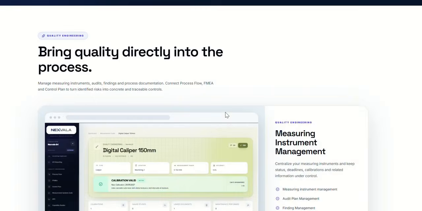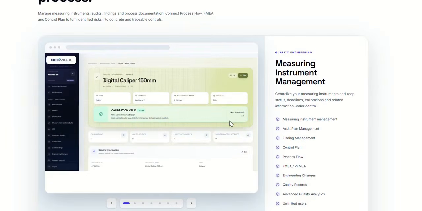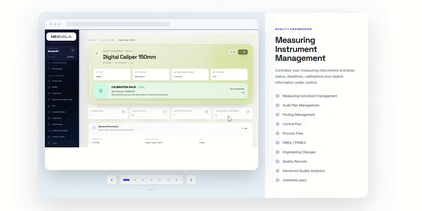The third module is the module, let's say, of quality engineering, right? Because it is the internal quality of our plant. Here we will have 360-degree management of our internal plant quality. So we will have the management of measuring instruments, where we will be able to manage measuring instruments with their calibrations, their calibration settings, calibration sheets.